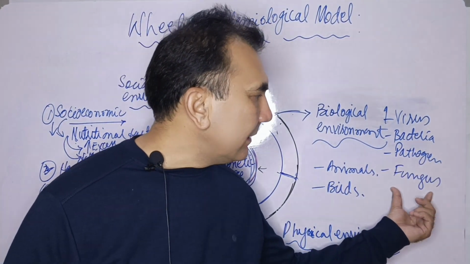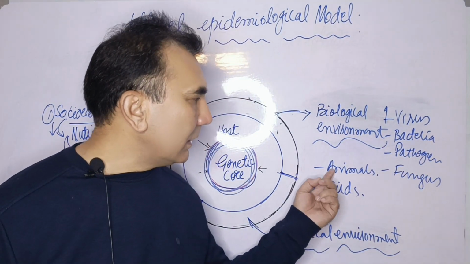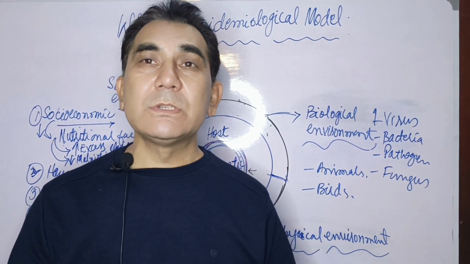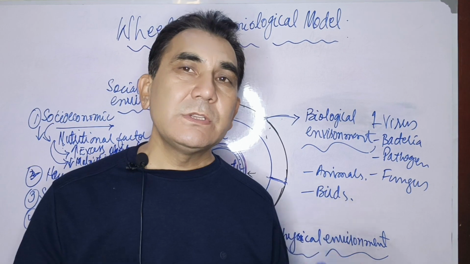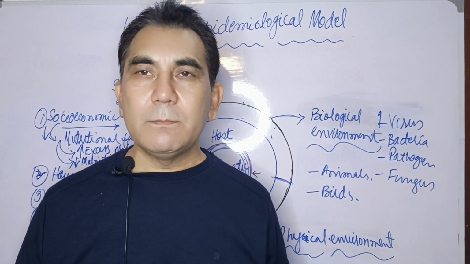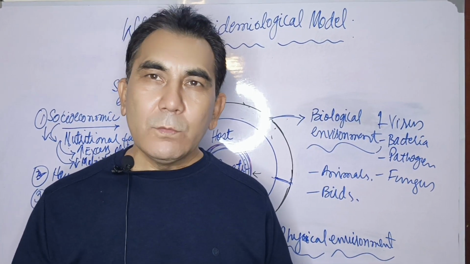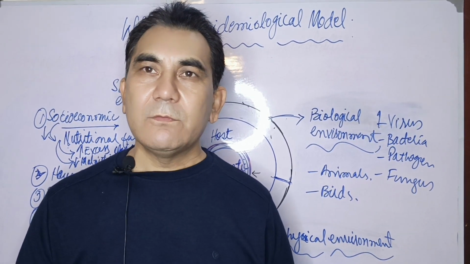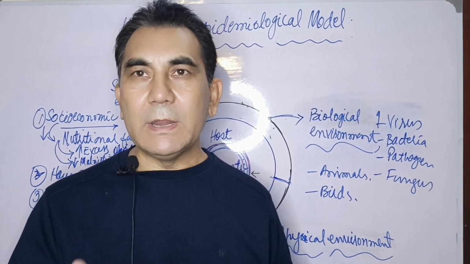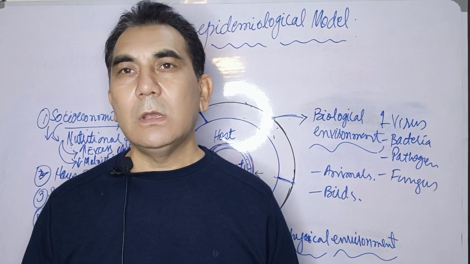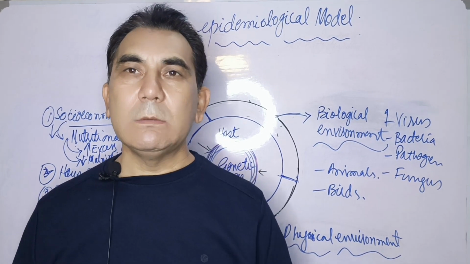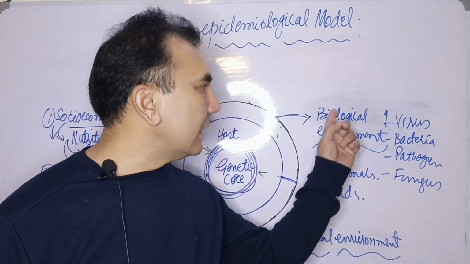And the fungal diseases, the pathogens, and now we will come to the animals. Different types of diseases are related to zoonotic disease. Different diseases can be transmitted from animals to the human population, just like the best example of COVID-19. COVID-19 was transmitted from birds, from the wet market, to human beings. So it means it is transmitted from animals to human beings. So the animal has a major role in the biological factor.